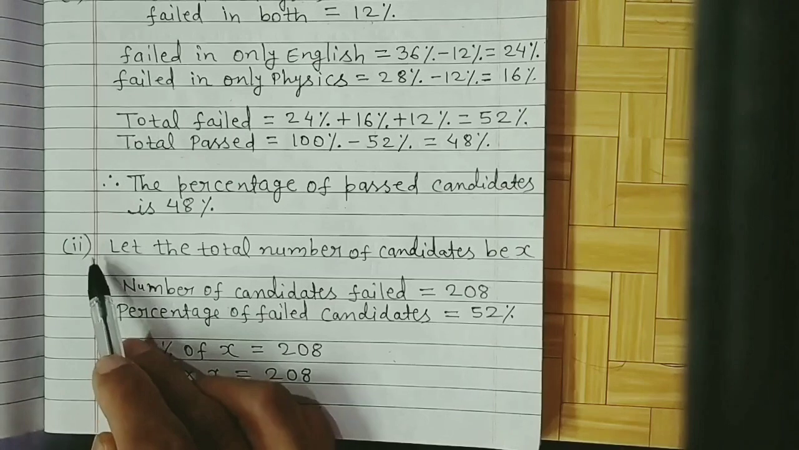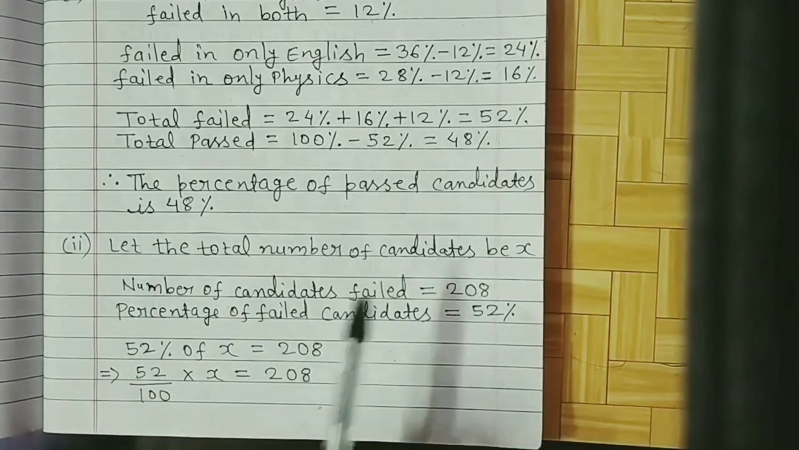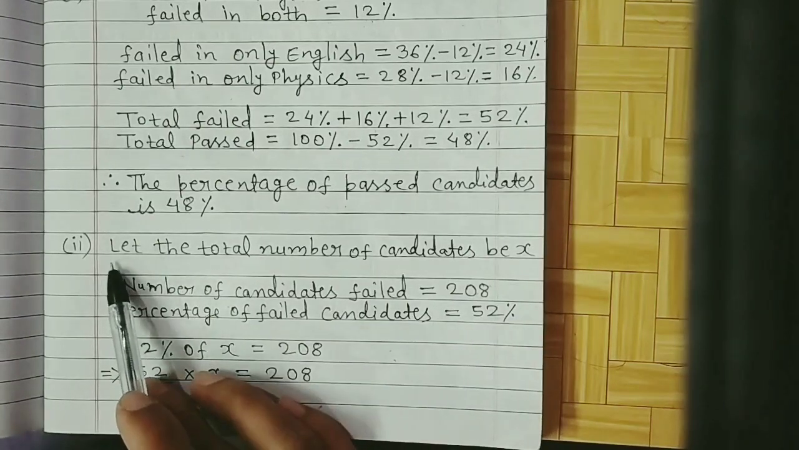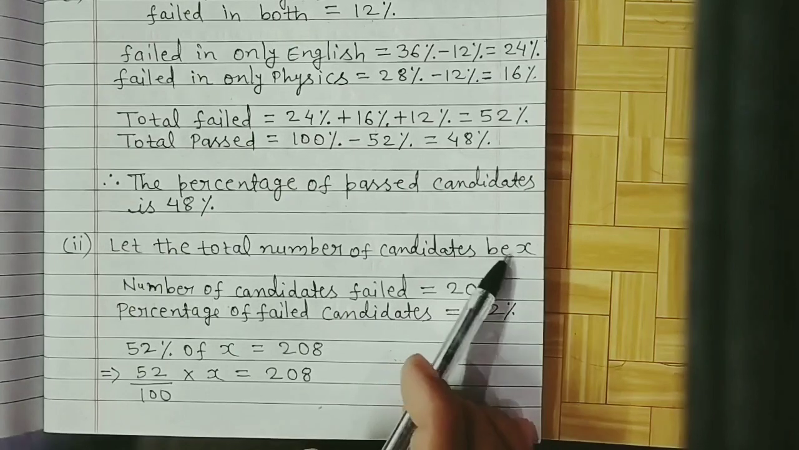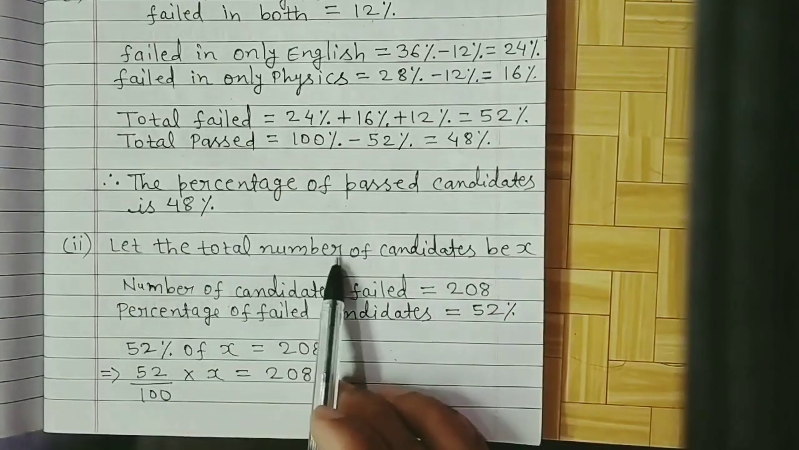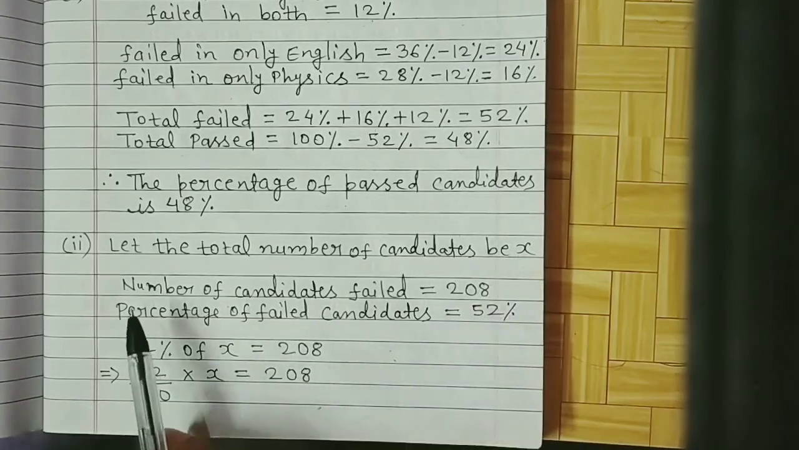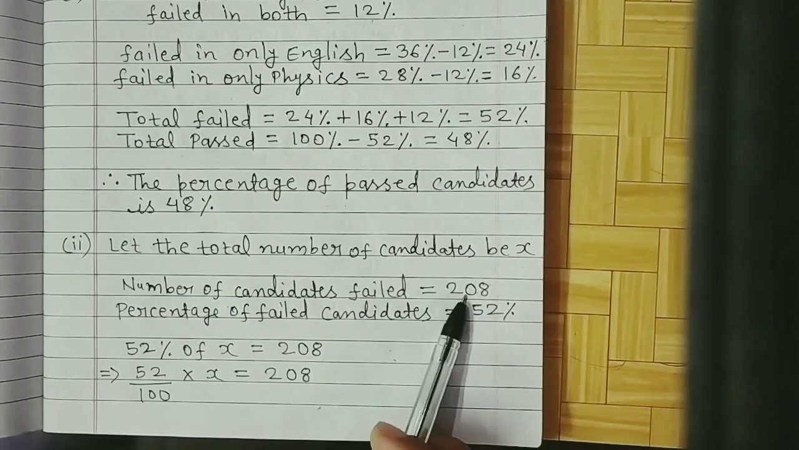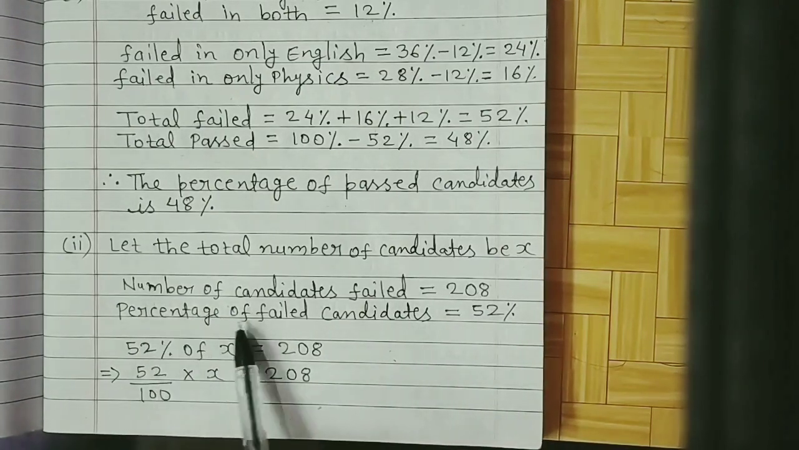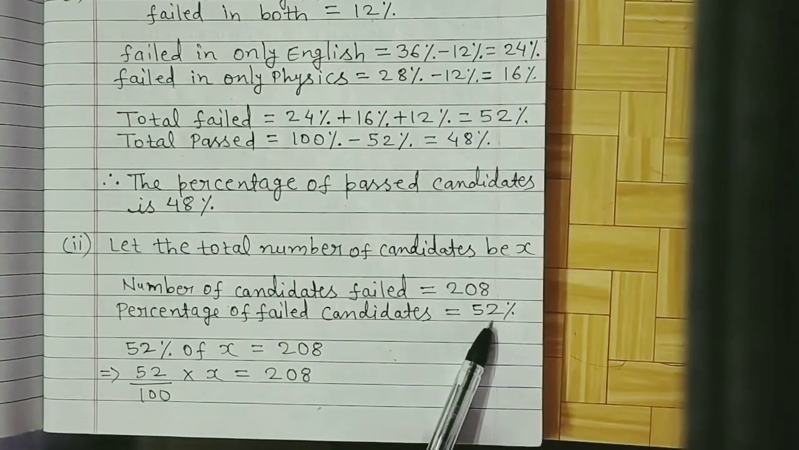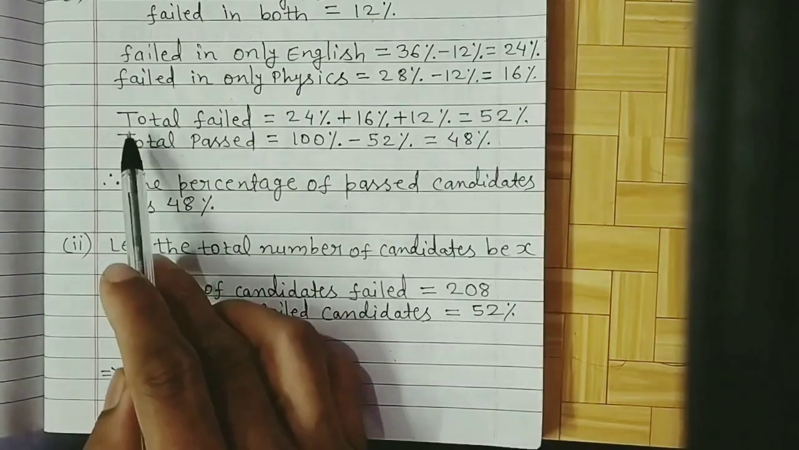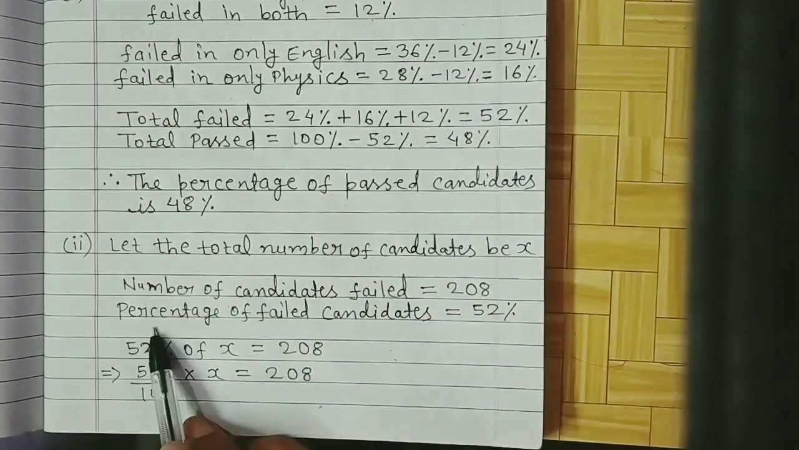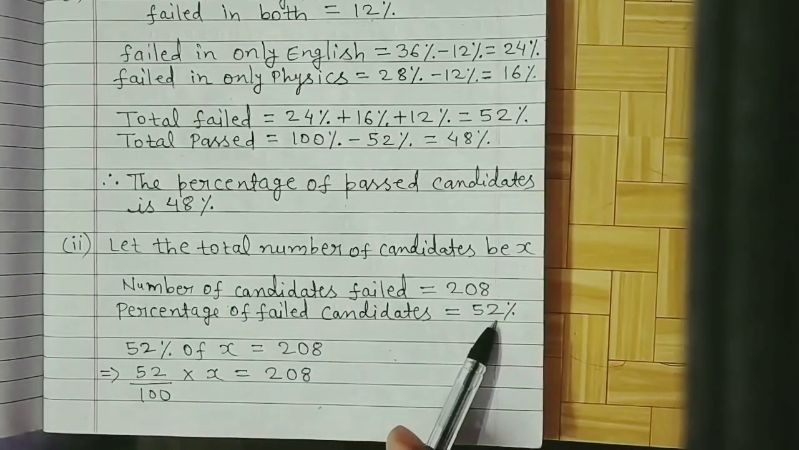Now in the question number 2, we have to find the total number of candidates if the number of candidates failed is 208. So for this I have written here, let the total number of candidates be X. Here we have assumed the total number of candidates is X. Clear? Now I have written number of candidates failed equal to 208, and it is given in the question. Now I have written percentage of failed candidates equal to 52%, and this 52% we have calculated here, total failed equal to 52%. The same I have written here, percentage of failed candidates equal to 52%.